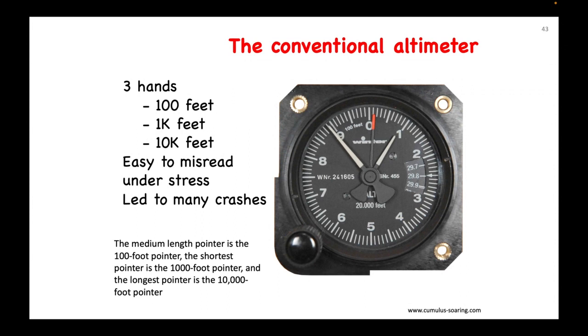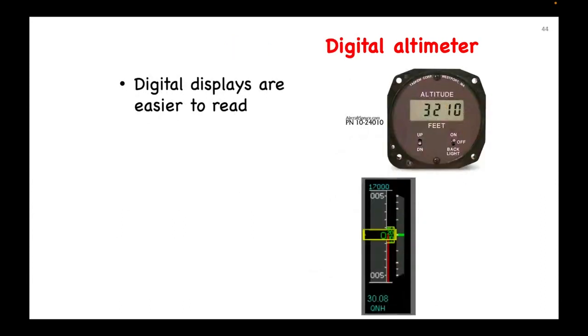The crashes were happening with experienced people, properly trained and qualified and everything else. But it's that misreading under stress that was the problem. So conventional altimeters have largely gone out, and we have digital displays, and that's rather easier.